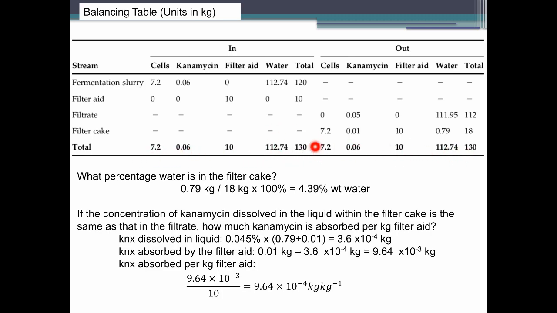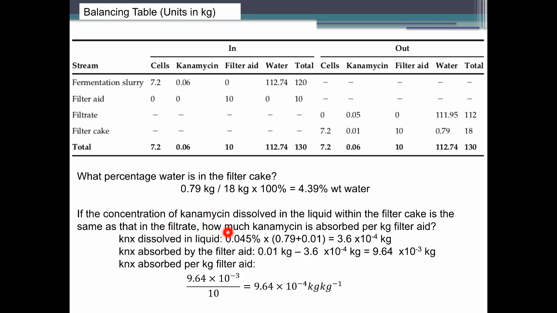So you have a total of 130, water 112, filter aid going in, coming out, and then going out and coming in, you have 10 is to 10, 0.06, 0.07. So everything is equal. So the question here is, what is the percentage of water in the filter cake? So just get water, filter cake, 0.79, divide by 18 kilogram times 100%, you get 4.39%.